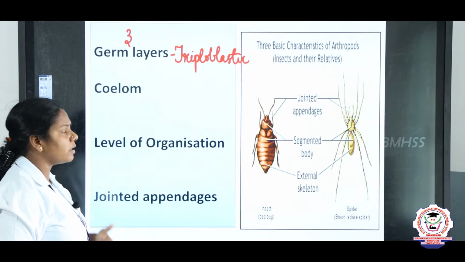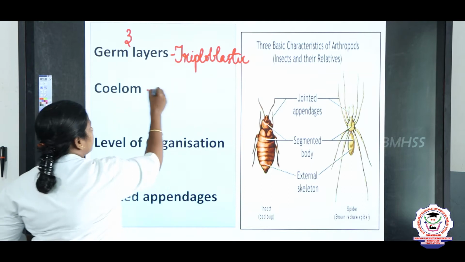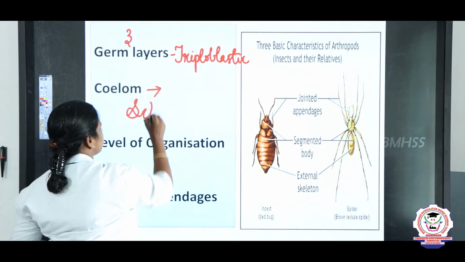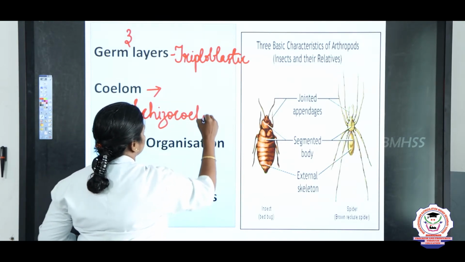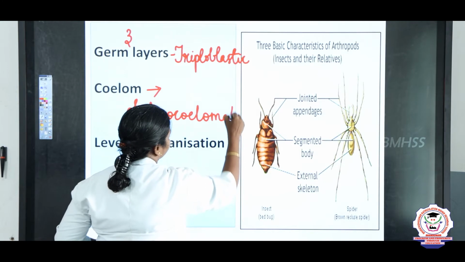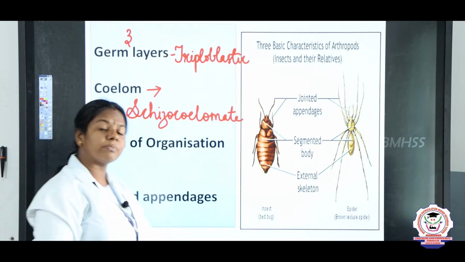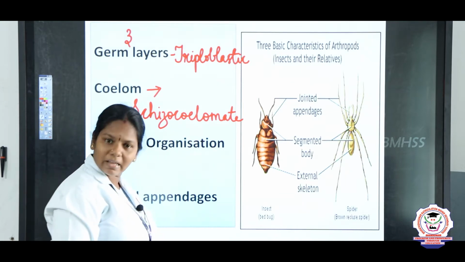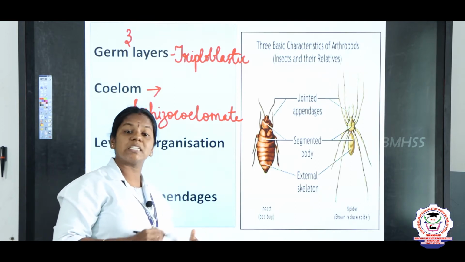Next one, coelom. Coelom means what, children? Body cavity. Based on their body cavity, they are said to be schizocoelomate. Schizocoelomate means the coelom is not formed directly from the mesoderm, but arises from mesodermal pouches. So schizocoelomate.